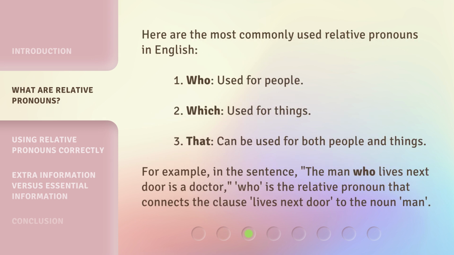Here are the most commonly used relative pronouns in English. 1. Who, used for people. 2. Which, used for things. 3. That, can be used for both people and things. For example, in the sentence, the man who lives next door is a doctor, who is the relative pronoun that connects the clause, lives next door, to the noun, man.